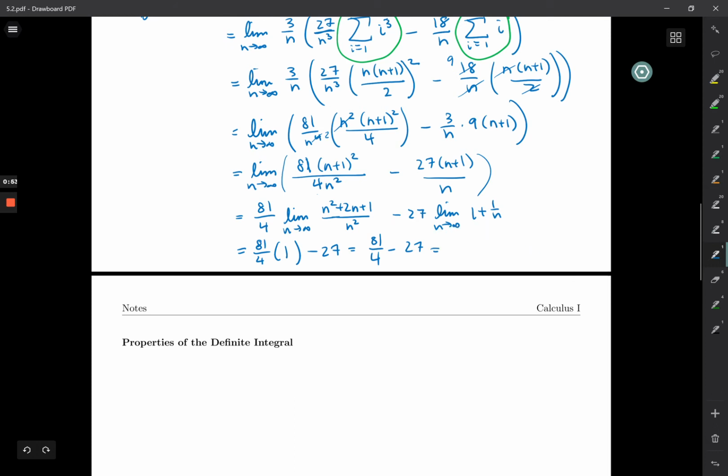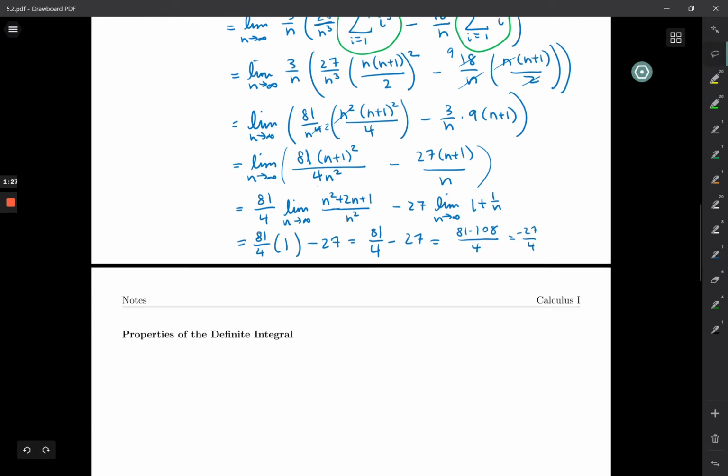And we can go ahead. This is a bit easier to compute. We just need to do 27 times 4, right? And so we should get 81 minus 108 over 4, and then just do this here. We should get negative 27 over 4. And that will be our final answer.